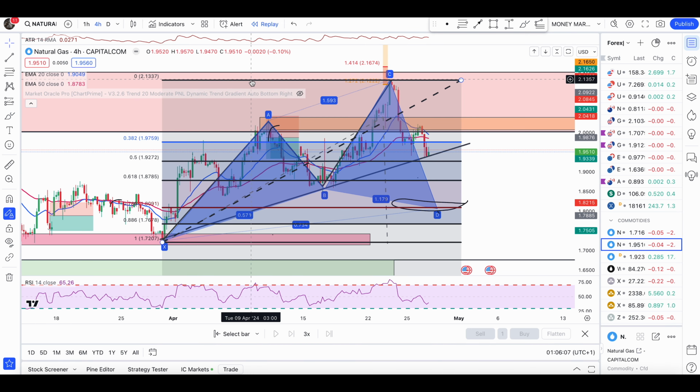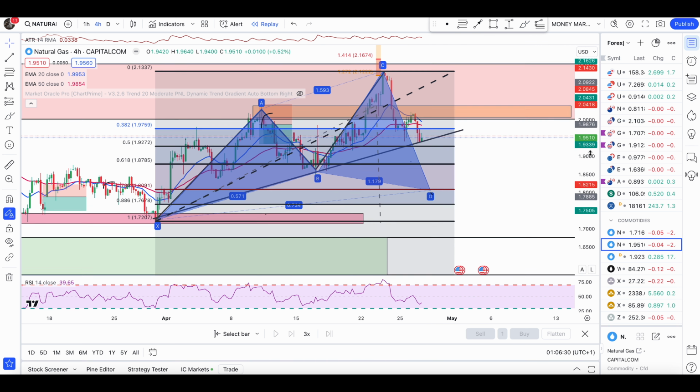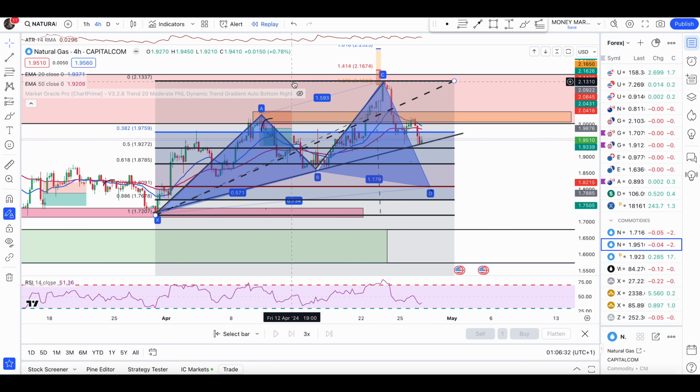Now, what we can expect, if the price pushes down, is that we have a likely chance the price will push down to 786 retracement, from where we can get some good push up at least till 382 retracement, and that will be our take profit as well. So that is what I'm expecting from natural gas, looking at this pattern.